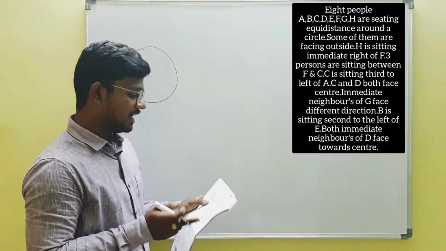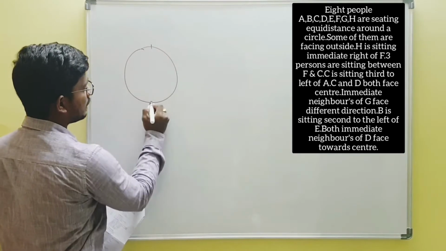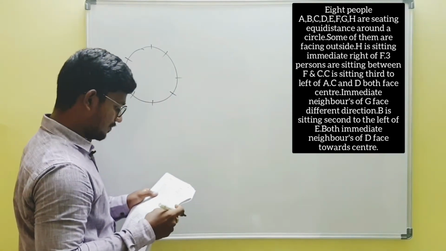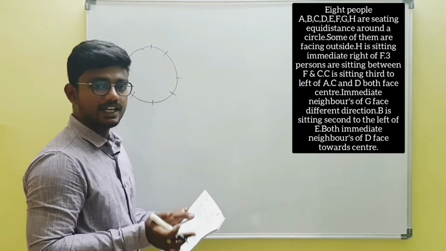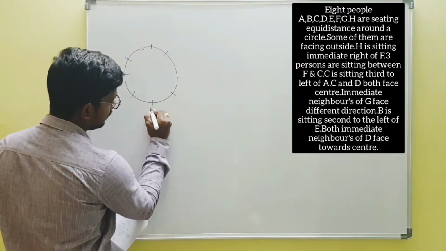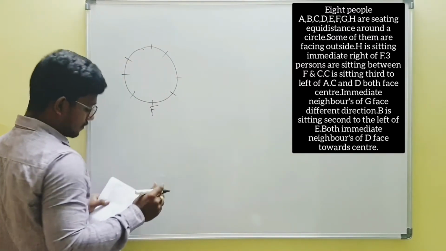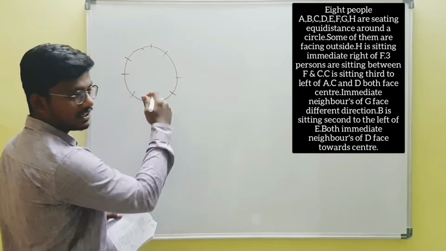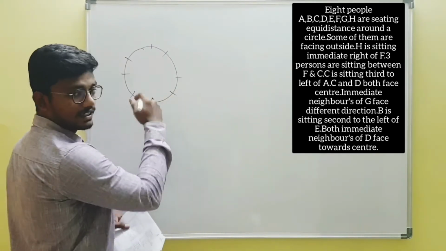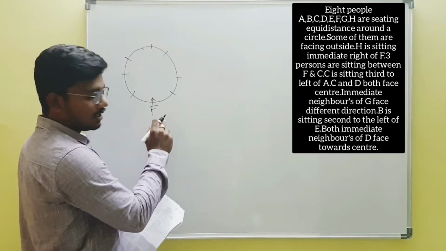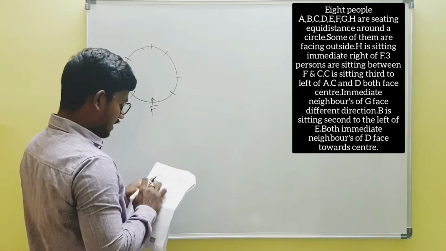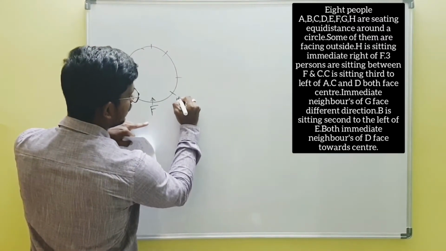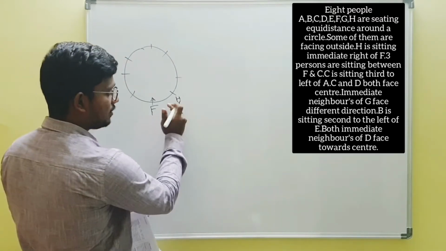So H is sitting immediate right of F. I am taking 8 persons, 1, 2, 3, 4, 5, 6, 7, 8. Here it is given that H is sitting immediate right of F. If I place F here, and F is facing inside the center, where I am indicating the arrow mark as inside, then H is sitting immediate right of F. It means the immediate right of F becomes this side. If F is facing inside, H will be on the right side.